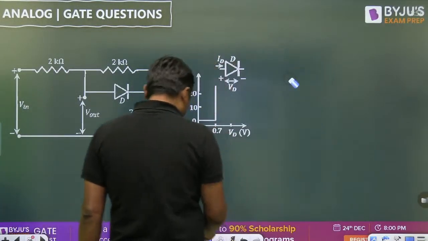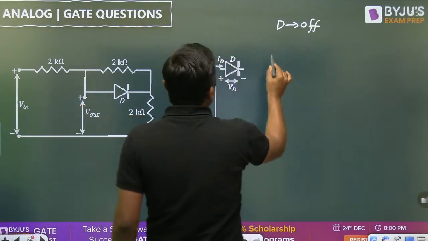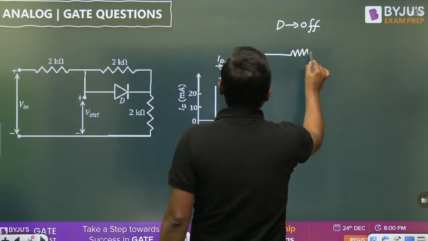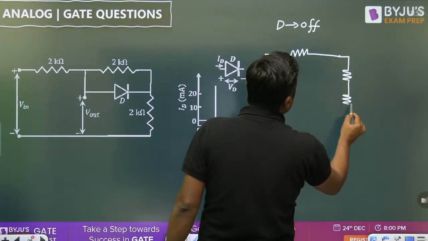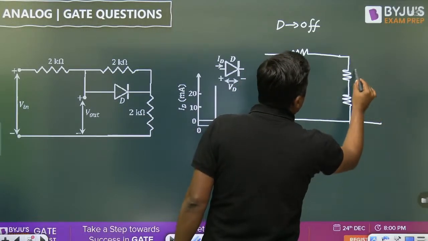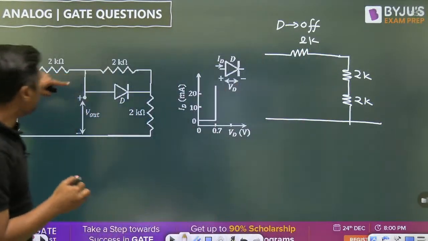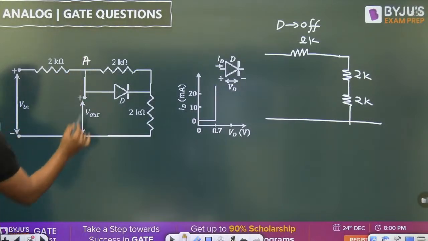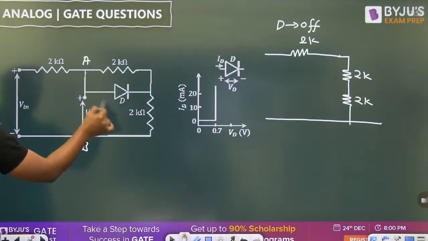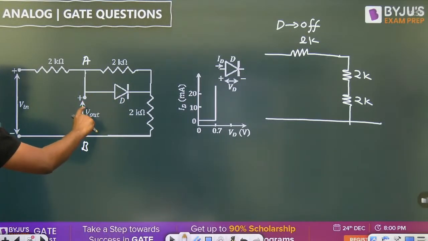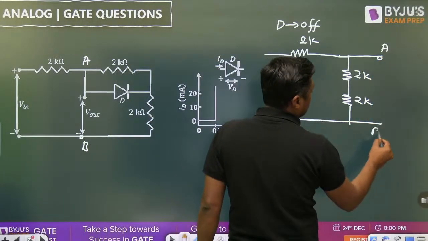I am considering the first case, off. Then this is simple: this 2 kilo ohm and this 2 kilo ohm are in series. Like this is the point A, this is the point B. Between A and B, we are having the 2 kilo ohm, 2 kilo ohm in series, and that diode is off, and we are getting the output from A and B. So this is A, this is B, and that is the output.